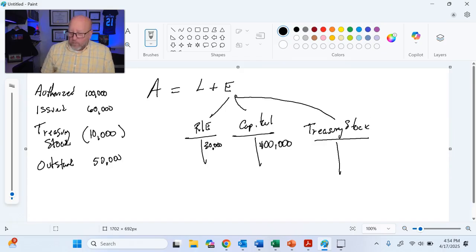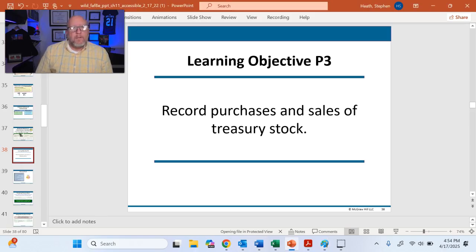And let's just say I paid $1 for my shares. I would debit Treasury Stock by 10,000, right? Treasury Stock is now a third component of equity. However, it is a contra equity account. It has the effect of lowering equity. Now I think we can go back to the PowerPoint slides. So we can record the purchases and sales of treasury stock.